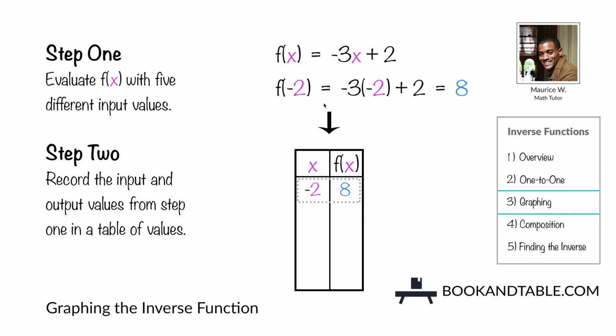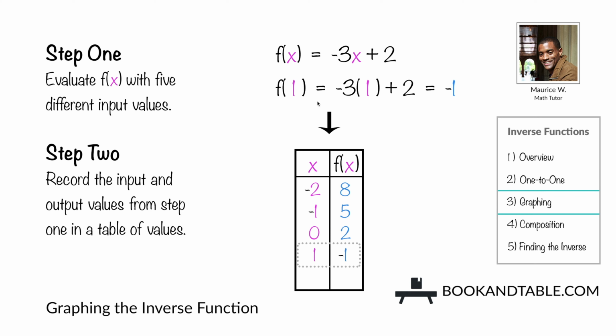f of -2 is equal to -3 times -2, which is 6, plus 2, which is 8. So the x coordinate is -2 and the y coordinate is 8. f of -1 is equal to -3 times -1, which is 3, plus 2 is equal to 5. So the x coordinate is -1 and the y coordinate is 5. f of 0 is equal to -3 times 0, which is 0, plus 2 is equal to 2. So the x coordinate is 0 and the y coordinate is 2.